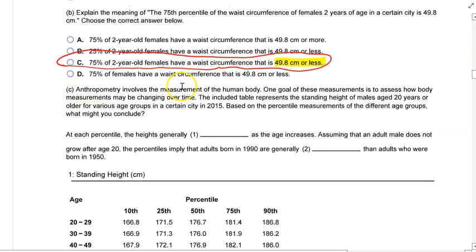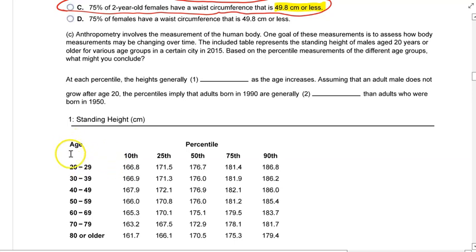Part C. Anthropometry involves the measurements of the human body. The goal of these measurements is to assess the body and how body measurements may be changing over time. And here is the data, where you can see the age and the percentile: 10 to 20 years, 29 years old, 10th percentile height is 160.6, and so on.